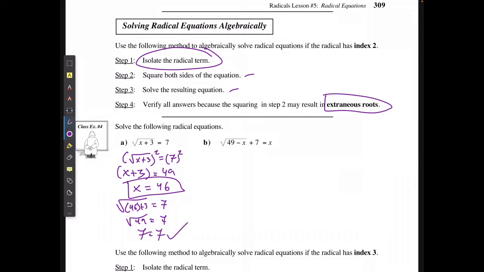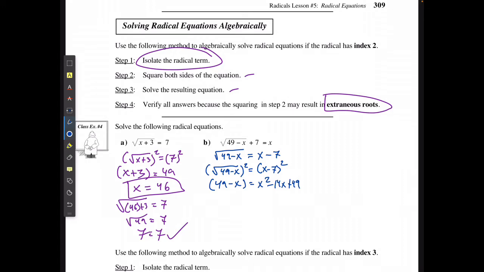In the second case, I've got to isolate this, which means that I'm going to say the square root of 49 minus x is going to equal, I've got to move the 7 over, x minus 7. I'm going to square both sides. Remembering that x minus 7 squared is actually x minus 7 times x minus 7, which means that 49 minus x is actually going to equal x squared minus 14x plus 49.